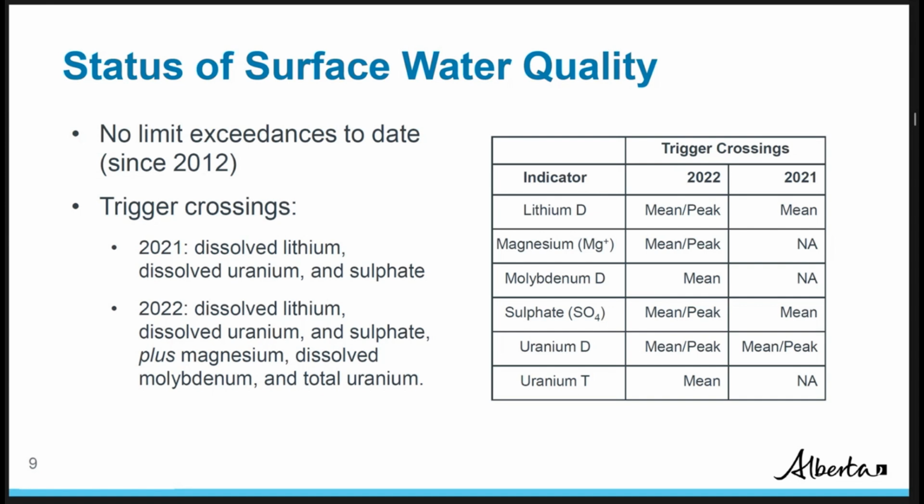In the Lower Athabasca region, no limits have been exceeded since the framework was implemented in 2012. However, some indicators have crossed their triggers for management action. In 2021, dissolved lithium, dissolved uranium, and sulfate crossed their respective triggers, and in 2022, those same indicators crossed their triggers, plus magnesium, dissolved molybdenum, and total uranium also crossed their respective triggers. Preliminary assessments were completed on all indicators crossing triggers to identify significant undesirable trends that would prompt an investigation of cause.